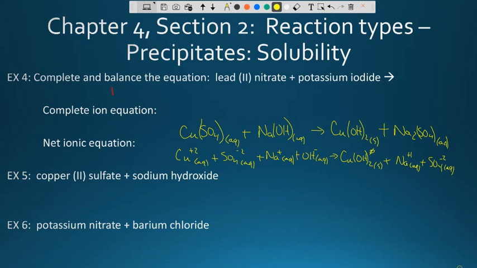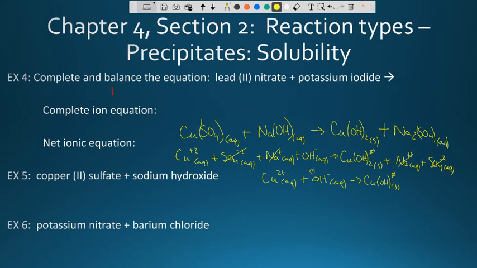Who are my spectators? Who's exactly the same on both sides? That would be my sodium. That would be my sulfate. Net ionic from this, rewrite it, keep it clean. Copper, that's aqueous, plus hydroxide, that's aqueous. And that's going to give me my copper hydroxide. That's a solid, and overall 0 charge, and there's nothing else remaining.